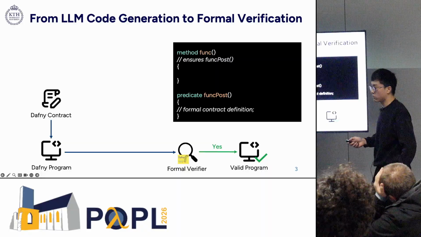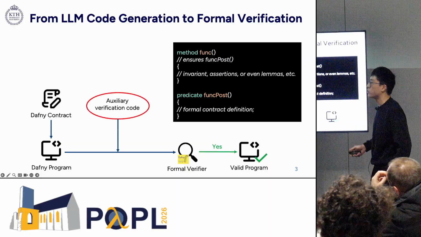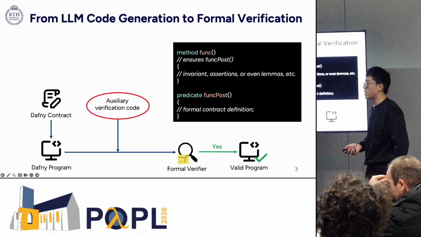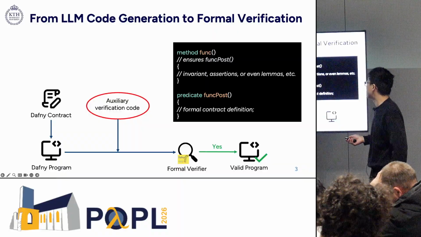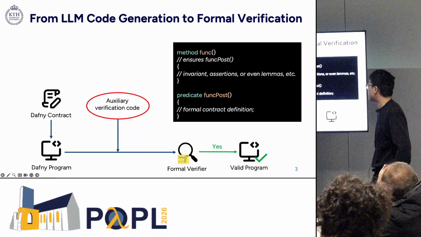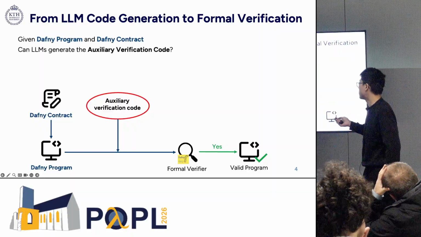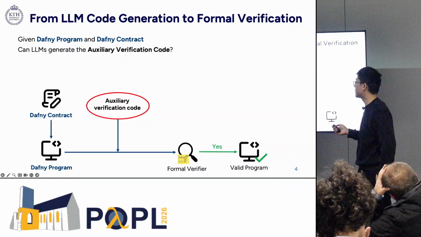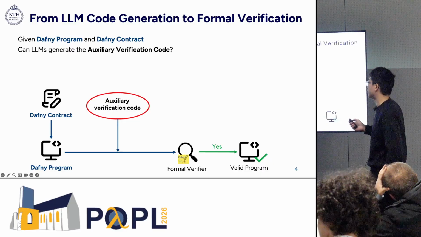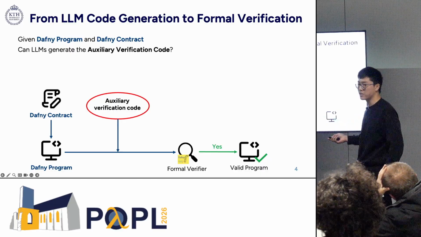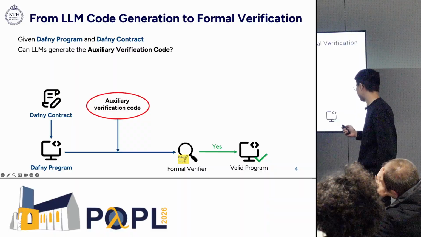And the next step is, of course, to write some annotations. Here we call it the auxiliary verification code, which helps Dafny reason about the program. This usually takes a lot of effort, writing invariants, assertions, or even lemmas. So we especially focus on the generation of this auxiliary verification code. So the task becomes: given a Dafny program and a Dafny contract, how can an LLM generate this auxiliary verification code? So now we have a task. Then how do we evaluate an LLM on the task? We need a benchmark.